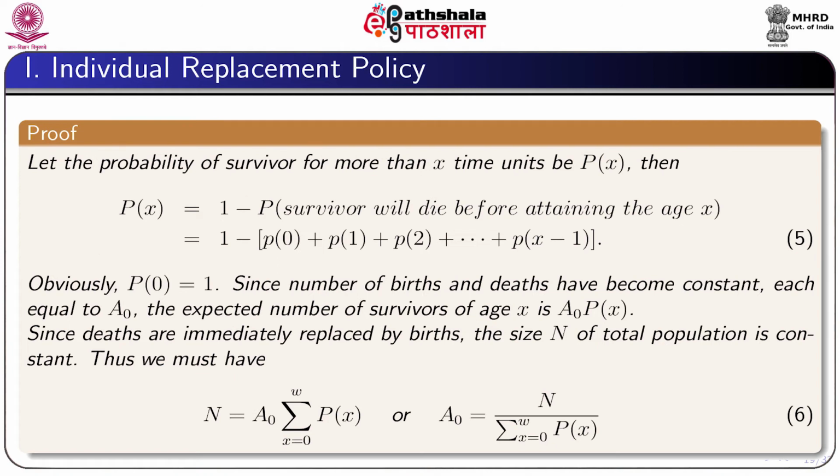Let the probability of a survivor living for more than x time units be capital P x. Then we have capital P x equal to 1 minus the probability that the survivor will die before attaining the age x, which is nothing but 1 minus (p 0 plus p 1 plus p 2 plus ... up to p x minus 1), and obviously we have P 0 equal to 1.